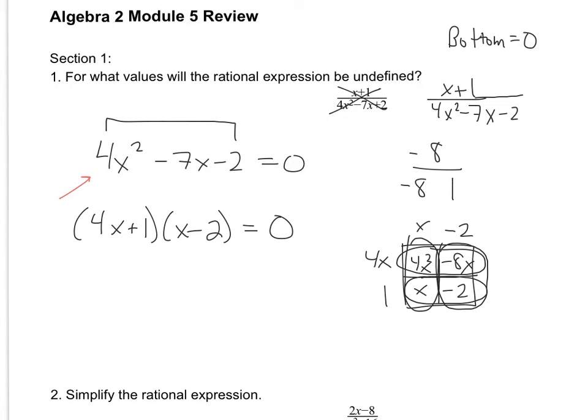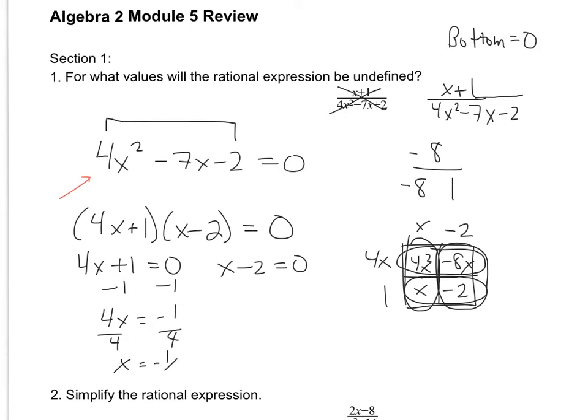And I want to know when that equals 0. So now that I have it equal to 0, I'll just take both factors and set it equal to 0. So 4x plus 1 equals 0, x minus 2 equals 0. So I subtracted 1 on both sides. So 4x will equal negative 1. And I'll divide by 4, so x is negative 1/4. Here I'll just simply add 2, so x is 2. So the two values we cannot use in this rational expression would be negative 1/4 or 2. Those would make it undefined.